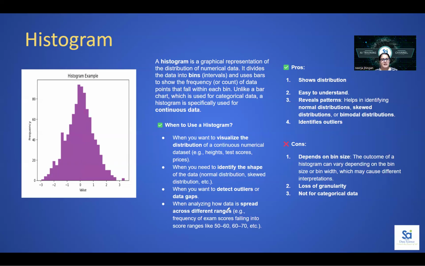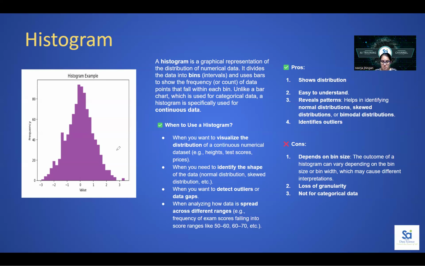And when analyzing how data is spread across the different ranges, right? You can see here on the x-axis, these are the different ranges. If you go with this one, this is the negative range and this is the positive, right? So it will also show you the skewness of the data set as well. So this is the biggest advantage. This is very easy to understand.